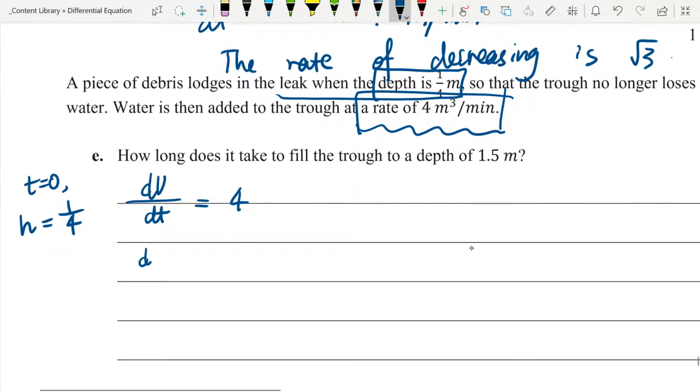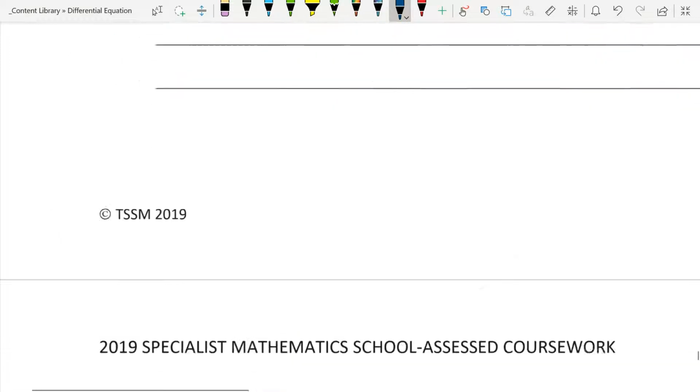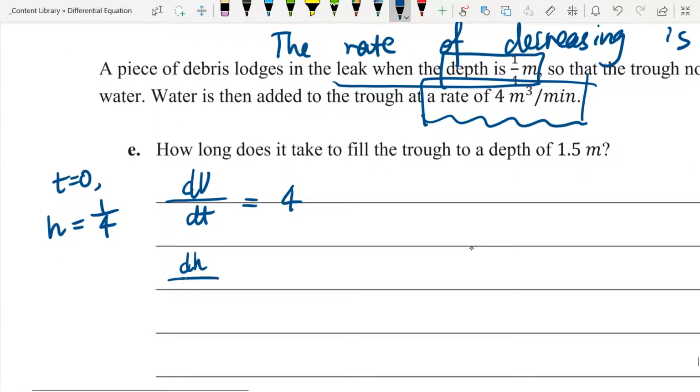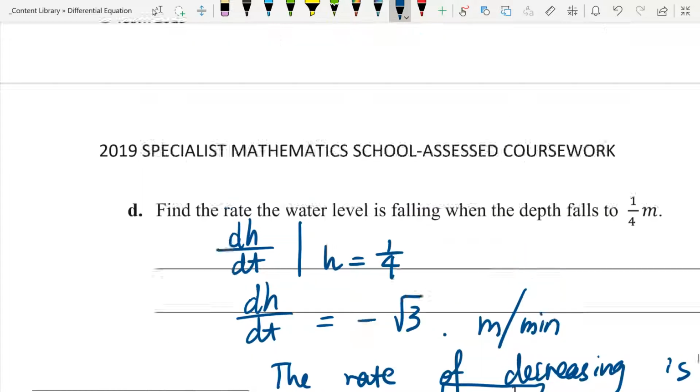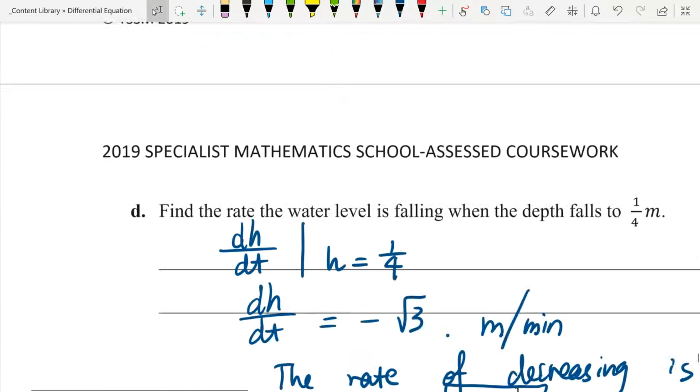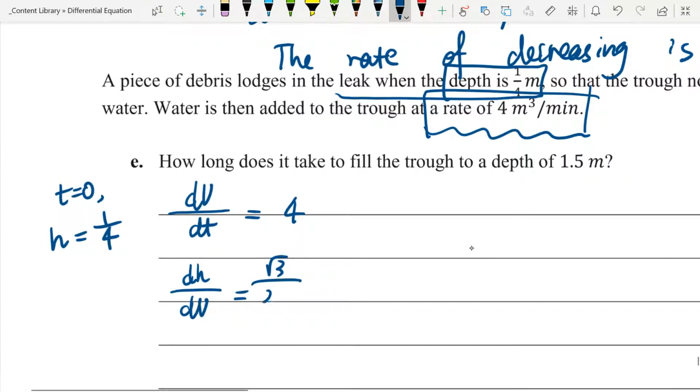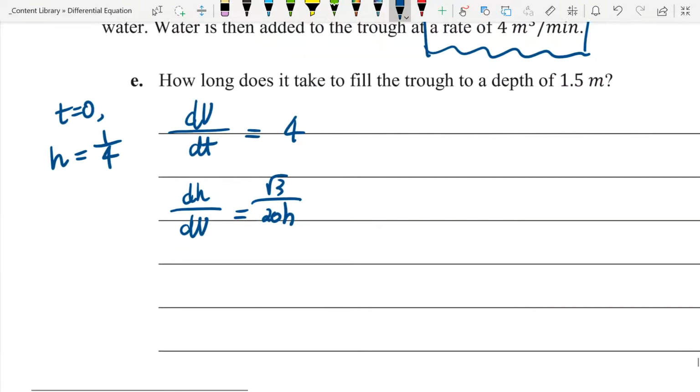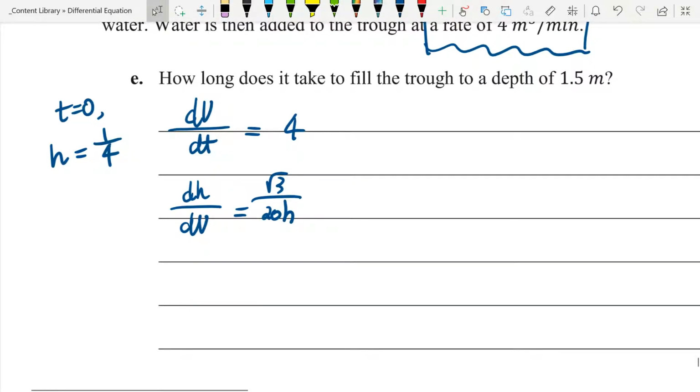And you know that the dH/dV, because that won't change, is still root 3 over 20h. Okay, that's still root 3 over 20h. Because it doesn't matter if you lose water or gain water in the trough. The cross-section of the water is always an equilateral triangle, and this always satisfies that V is always equal to the area times 10. So we still have this dH/dV here, but instead we have a positive rate of change for volume.